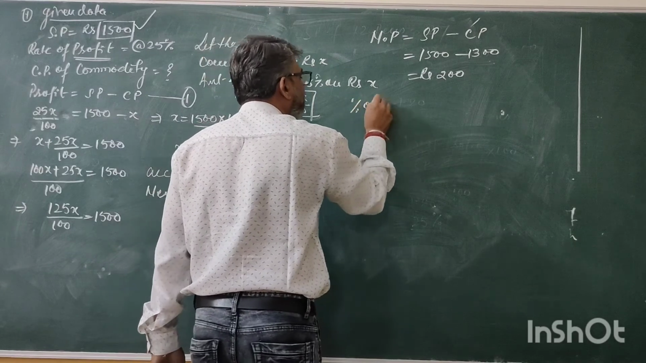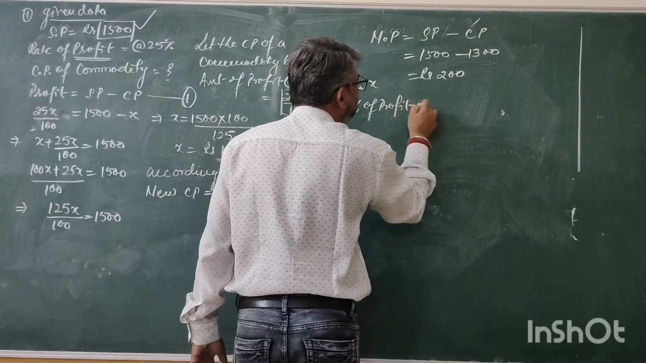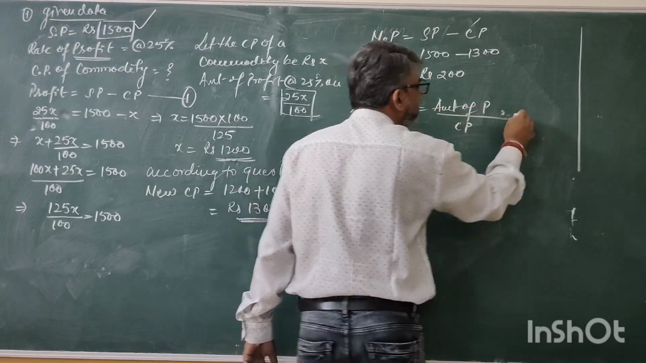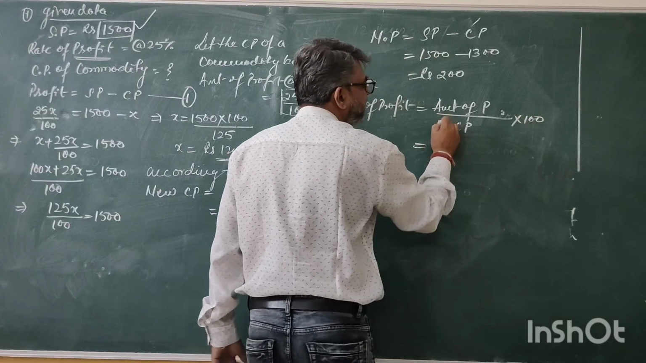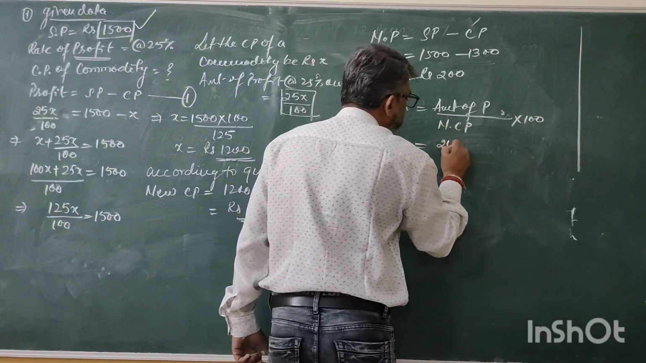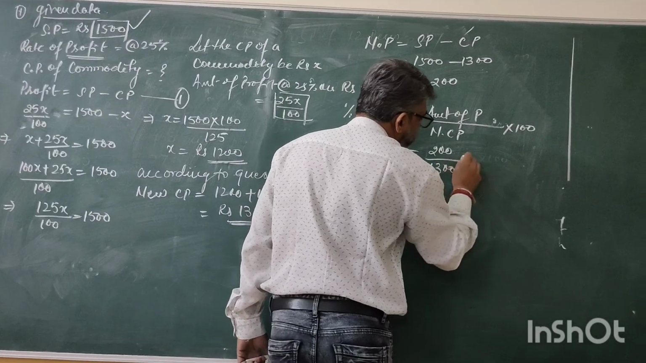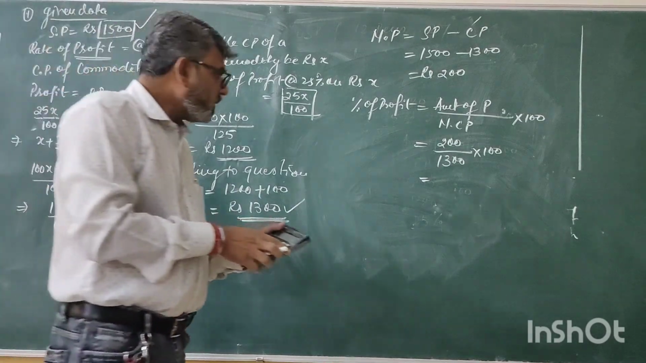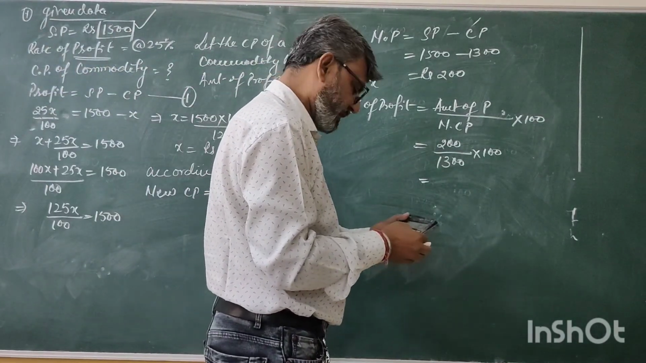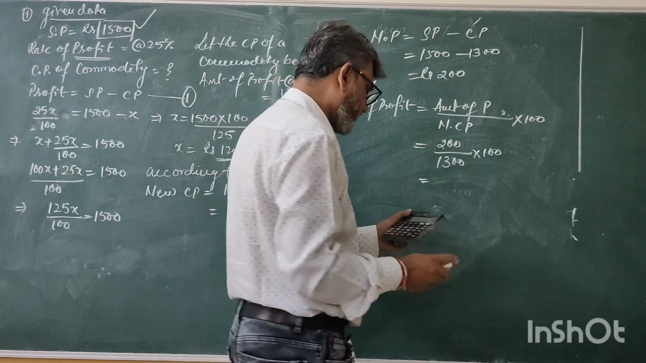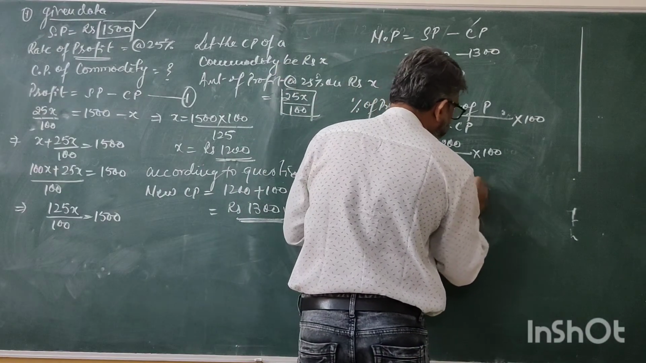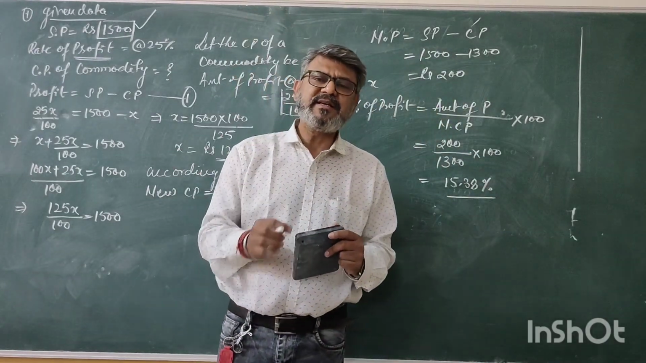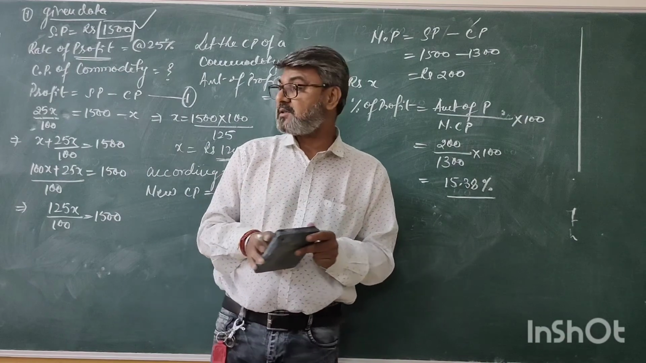Therefore, percentage of profit is equal to amount of profit divided by CP into 100. Now this is the new CP, understand? Now 200 divided by 1300, the new CP, into 100. Now the result becomes 200 divided by 1300. नाउ द रिजल्ट इज 15.38%. I hope that all the questions are very easy and आप लोगों को पूरा समझ में आया होगा.